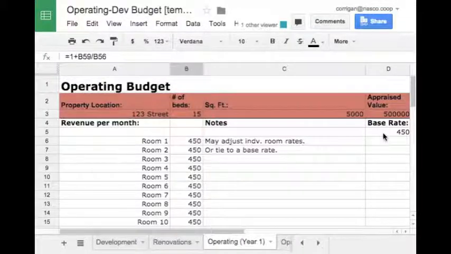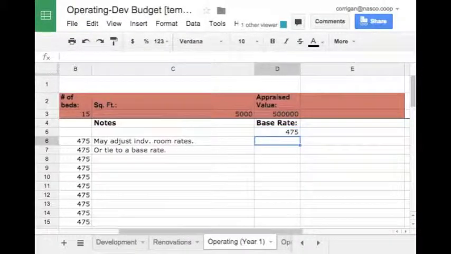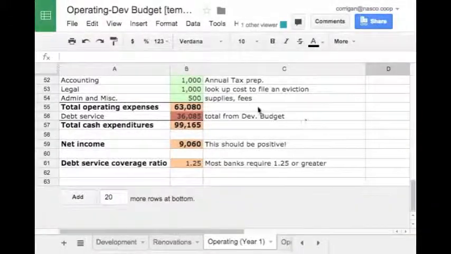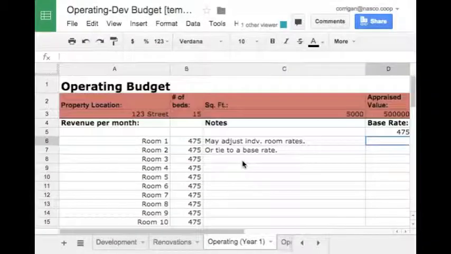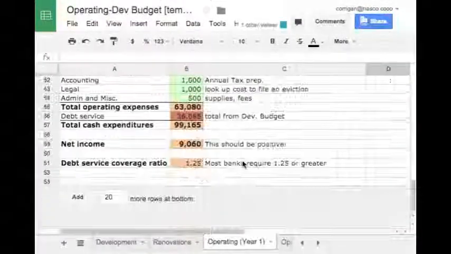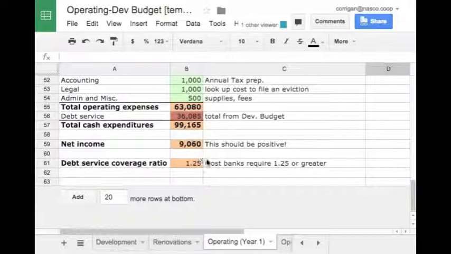Well, let's raise the rents. Let's just keep going up. $475. How about that? That brings us to 1.25 with a net income of $9,000 a year. So if you're able to set up your budget so that everyone pays $475 a month, and these are the assumptions about expenses, you'll have enough of a surplus that most banks would consider this financially to be something that they'd consider lending to.